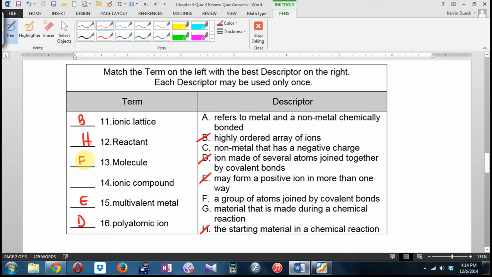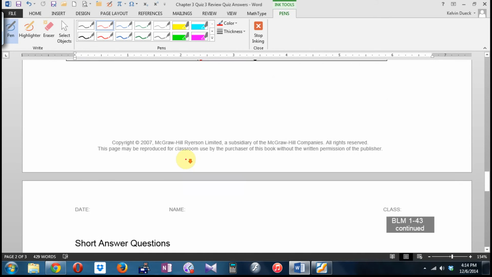That's the difference between an ionic lattice, where they're joined by ionic bonds of attraction but not held firmly in place the way a molecule is covalently. And an ionic compound refers to a metal and a non-metal chemically bonded, A. I should have crossed that one off. By the way, the material that is made, we call that the products.